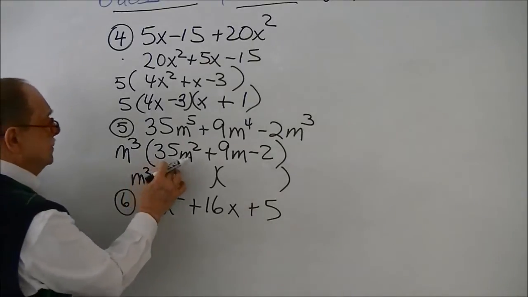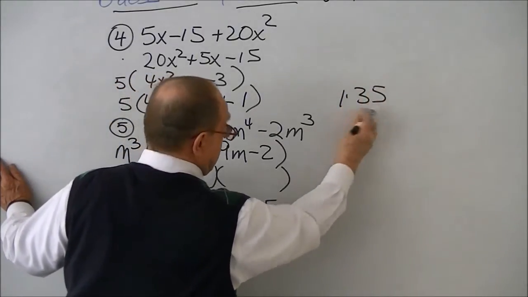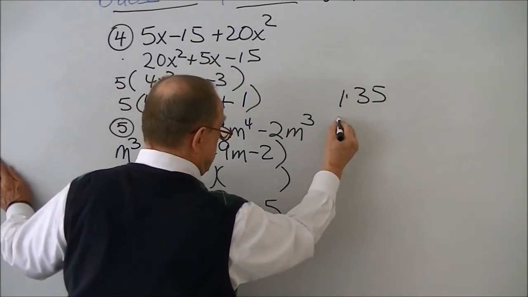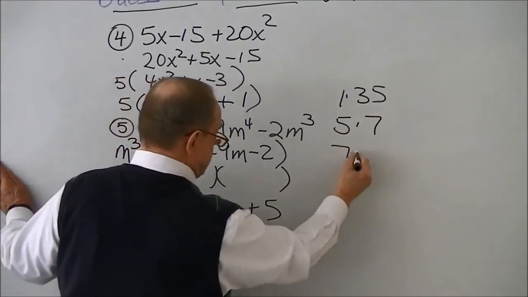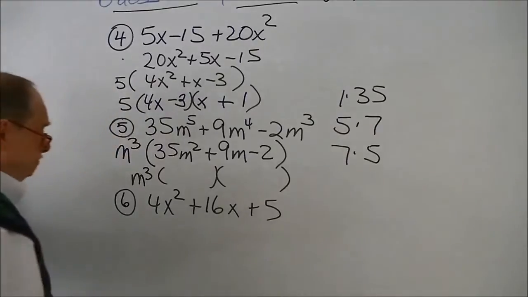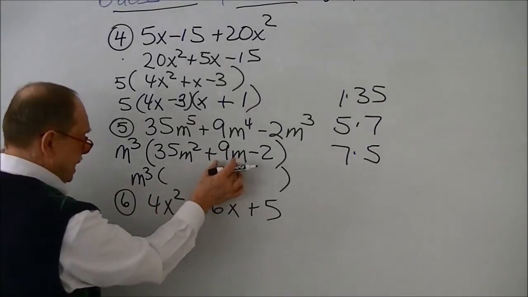Now I have factors of 35 are 1 times 35, or 35 times 1. And the other common one is 5 times 7, or 7 times 5. And I want to have a positive 9 in the middle.